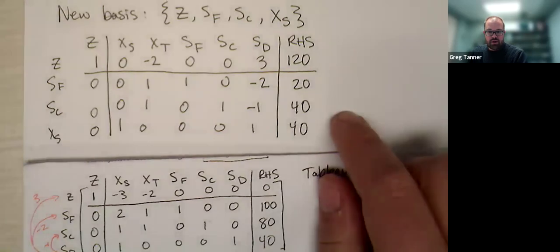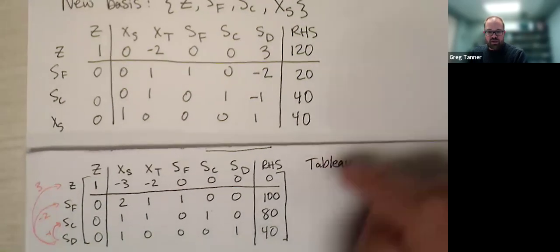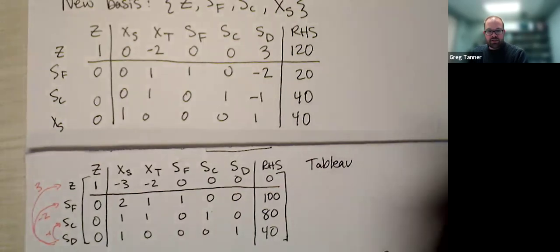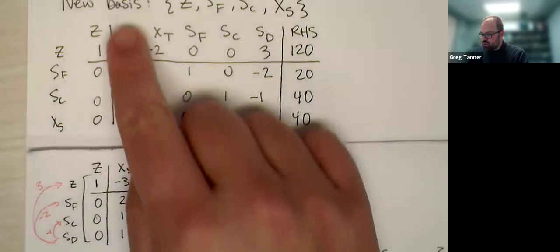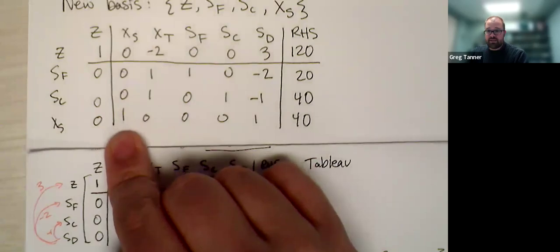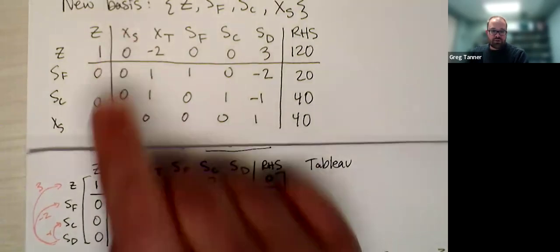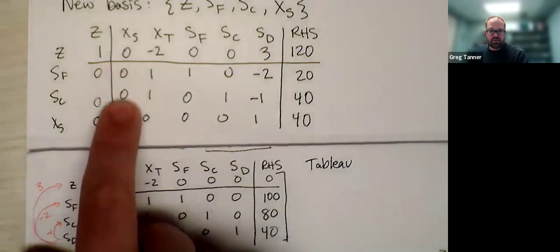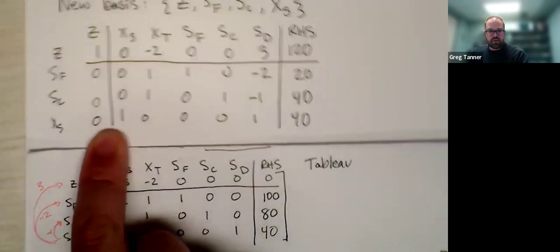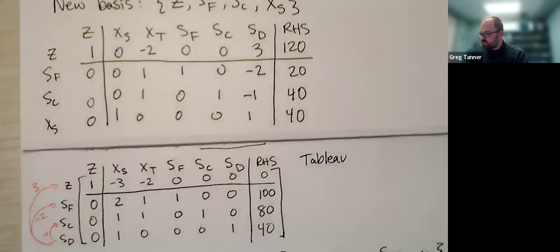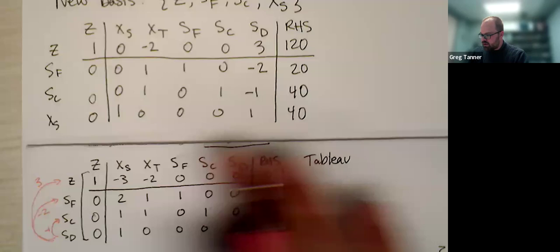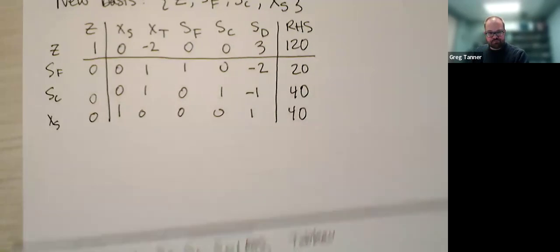Okay, so this is our augmented matrix, or tableau, after this process that we just did, which is called pivoting. In pivoting, you essentially change one of your columns into a standard basis vector. In this case, we chose to change our XS column into the standard basis vector 0, 0, 0, 1. That brought XS into our basis.